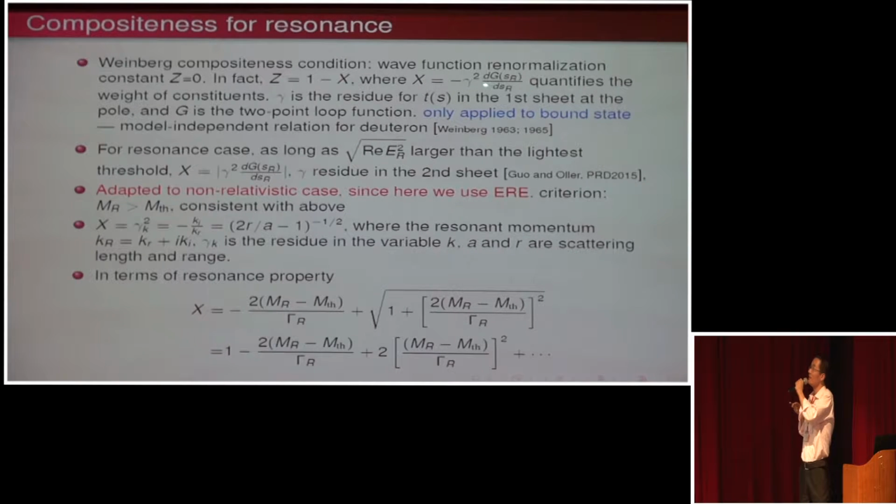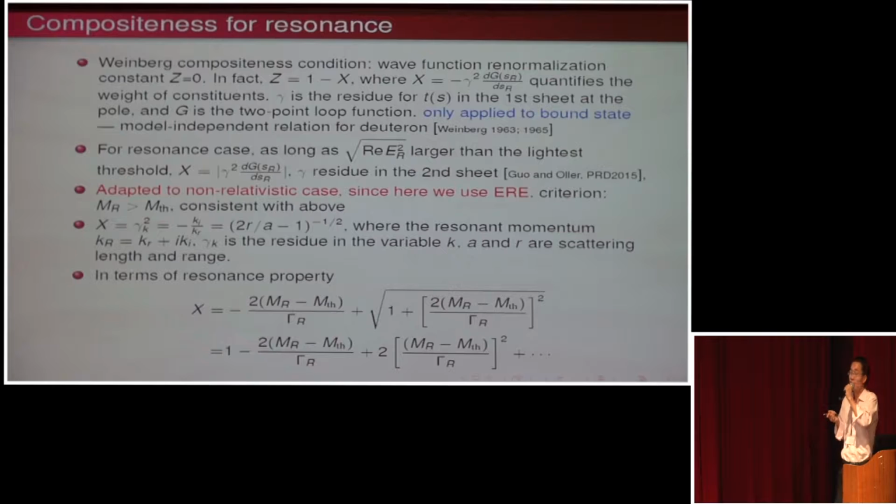bound state appears in the first Riemann sheet, and for the resonance it appears in the unphysical Riemann sheet. So if you want to calculate gamma, the residue, you need to be careful. For the resonance case, if you calculate X in this way, you will find it's a complex number. Now, what to do next? We find that by making a phase transformation, we can redefine X in this way, but with a condition that E_R squared is larger than the lightest threshold energy. In our case, the effective range expansion, we can adapt it to the non-relativistic case.